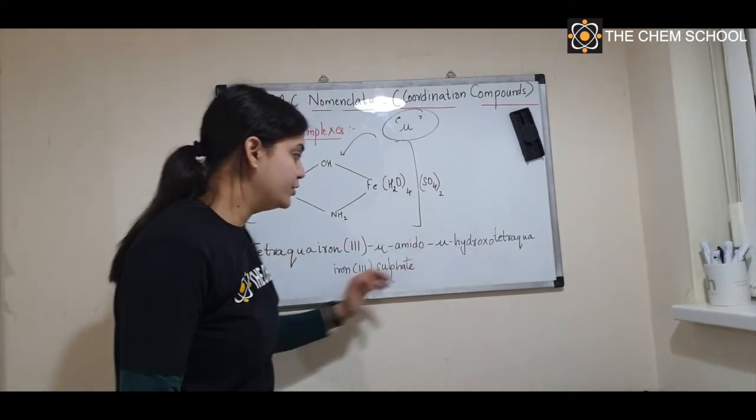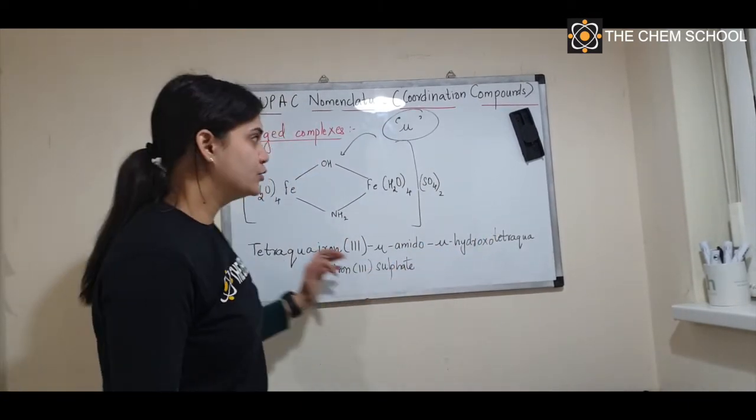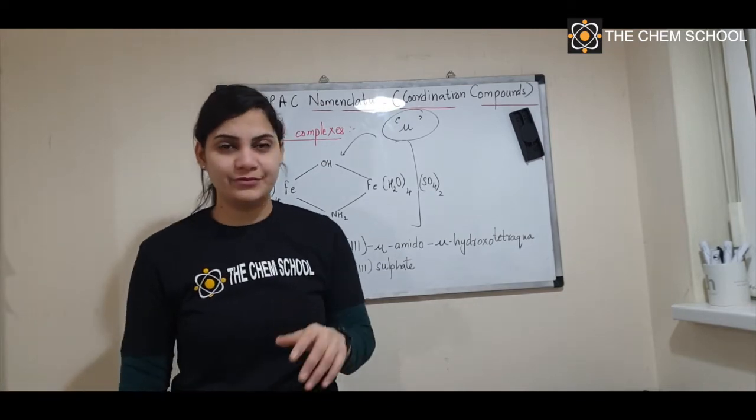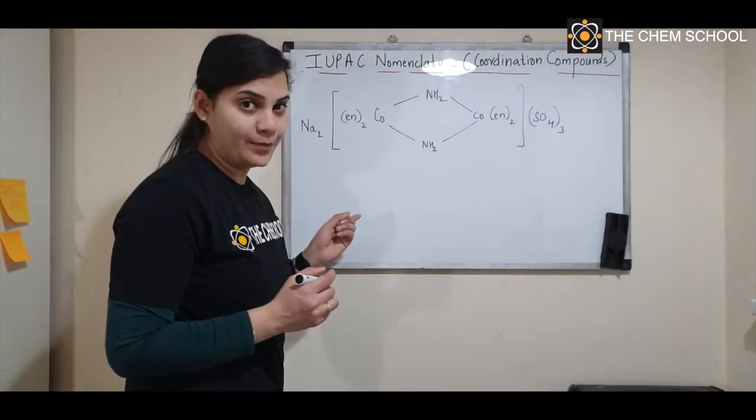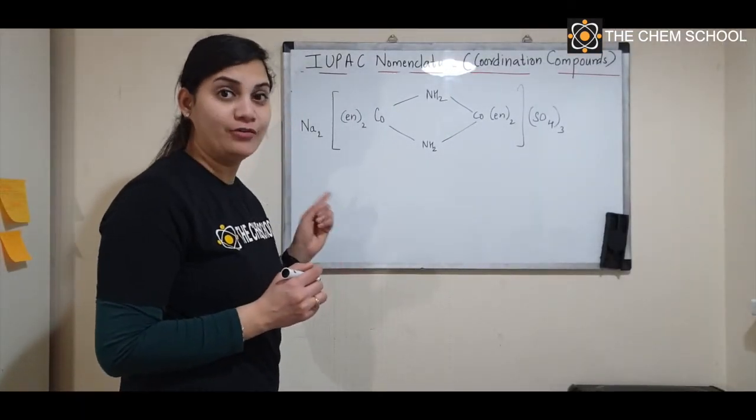We have just followed the same sequence. Okay, so I'm giving you one more example to solve. So let's write down the name for this one. Again, calculate the oxidation state of the central metal.